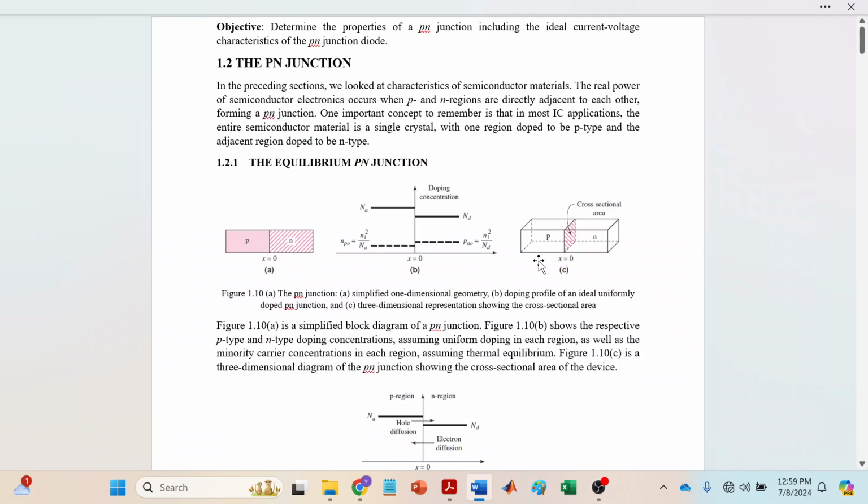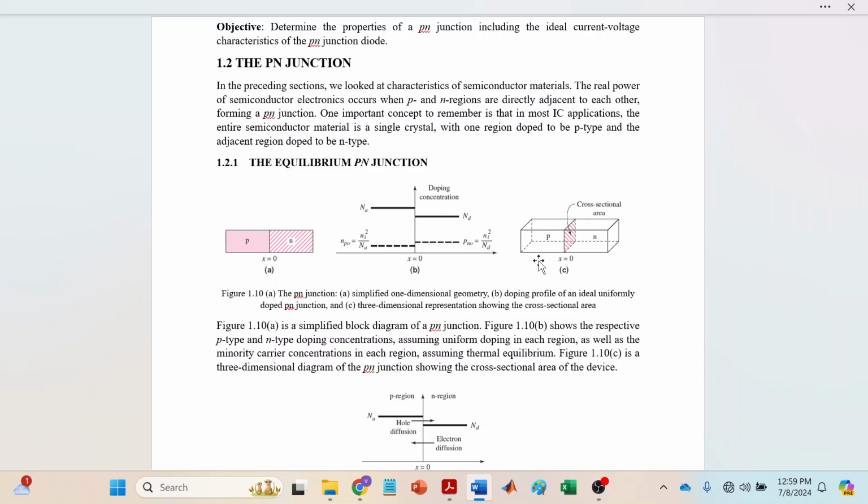The objective of this lecture is to determine the properties of the pn junction, including the I-V characteristics of the pn junction diode. So the topic is the pn junction. In the last class, we looked at the properties of semiconductor materials. We talked about intrinsic, extrinsic, then the mechanisms to create current in a semiconductor.